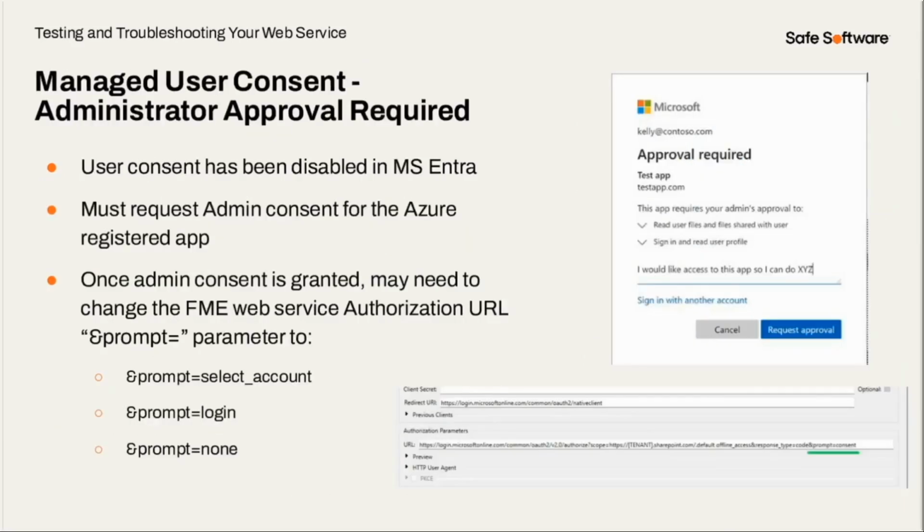Another common one here is managed user consent. This is the scenario where your IT admins have actually disabled the ability for users to grant consent to registered applications. In this case, you actually have to reach out to your IT admin to get them to grant admin consent for you. And once admin consent has been granted, you might have to adjust a very specific portion of your web service definition. You can see it in the image shown on screen with the prompt parameter. If it's set to consent, you may have to change it to something like select account or login to get away from being prompted to consent to the app.